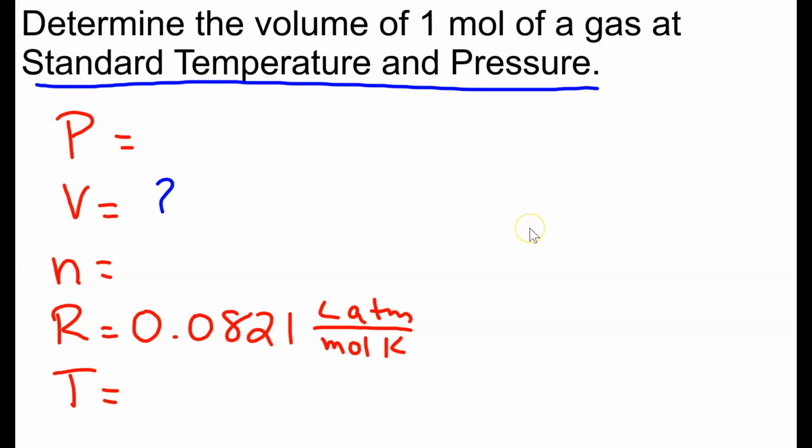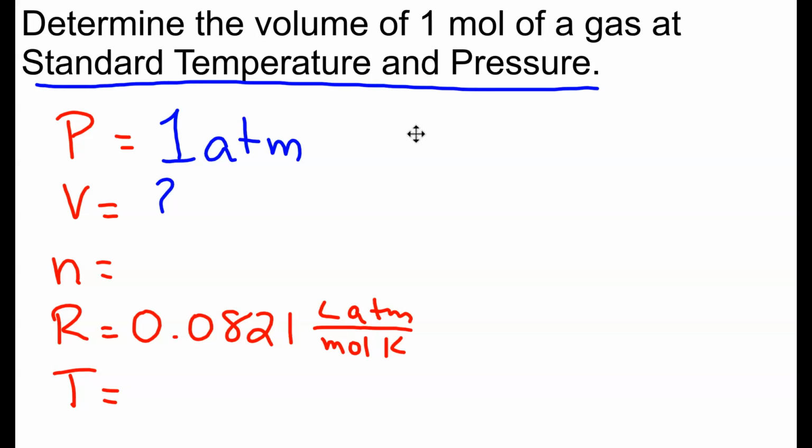Now, when we look on our reference tables, on table A at our STP constants, we can see that we have two different types of pressure. We have pressure in ATM and we have pressure in kilopascal. For this question, we're going to have to choose our pressure in ATM, and that's because this gas constant has the unit of ATM. So these are all of the units we're going to use. So our pressure is going to be, you got it, 1 ATM.